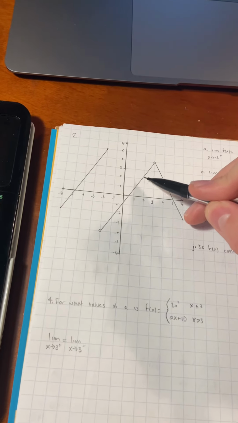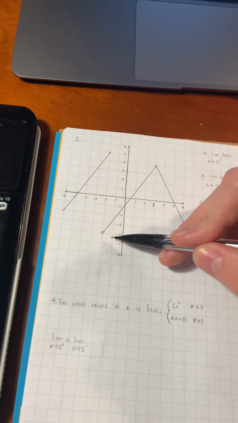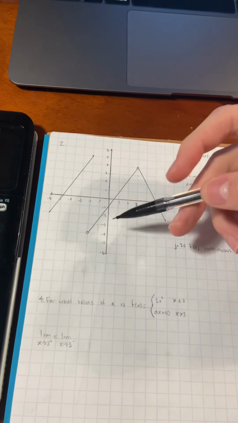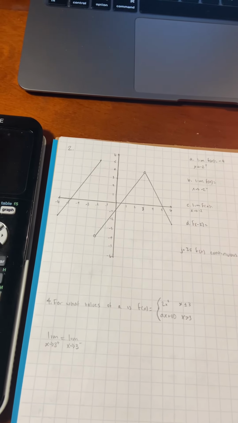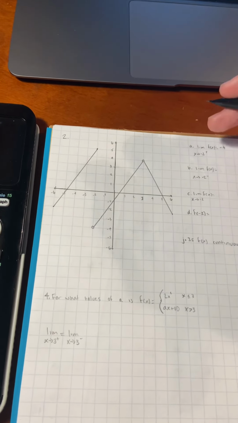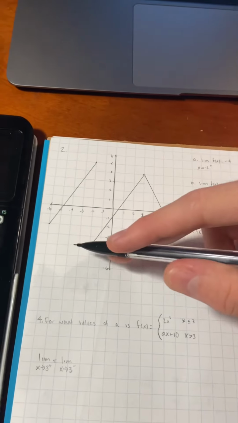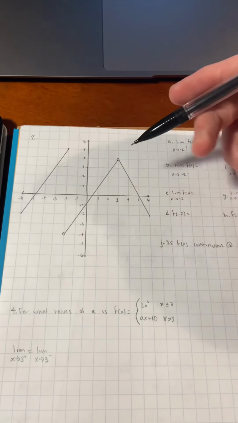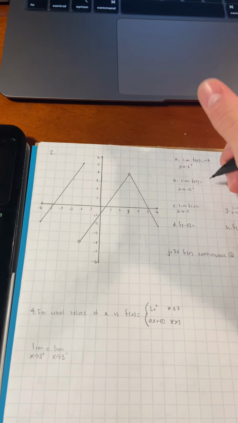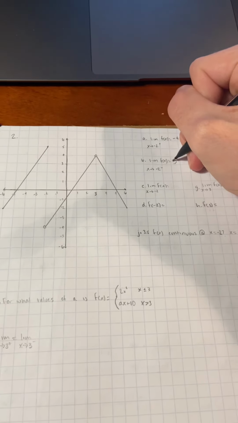And from the right, it's going, and we see that that is -4. It approaches -4, even though it's a hole there. For b, it's asking for the limit as x approaches -2 from the left side. So we see it's going, and at y equals 5, that's what it's approaching, so 5.